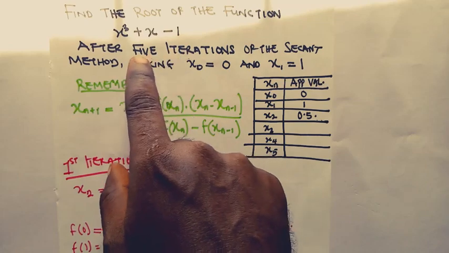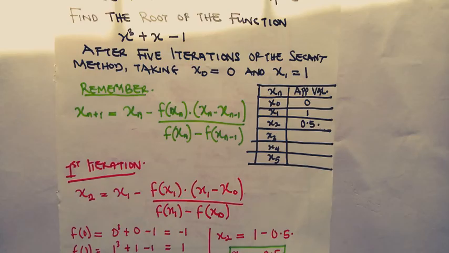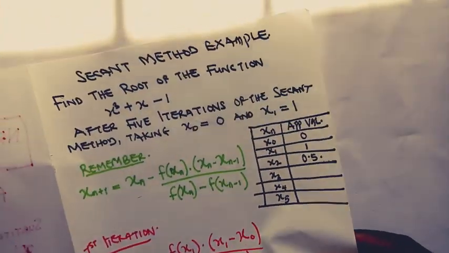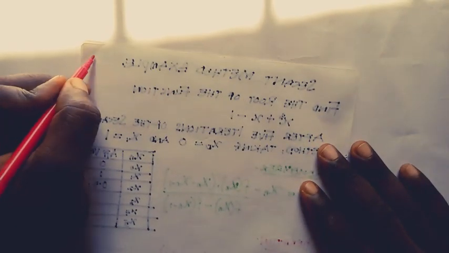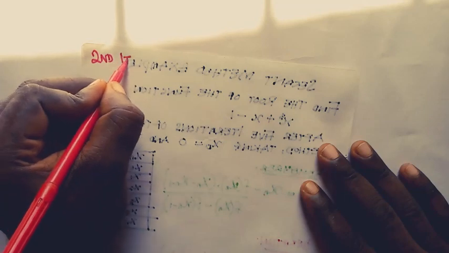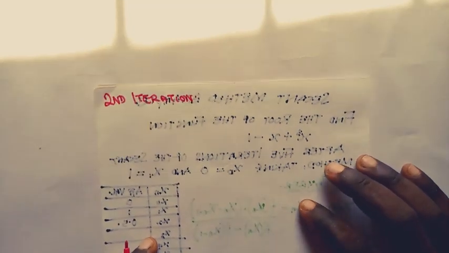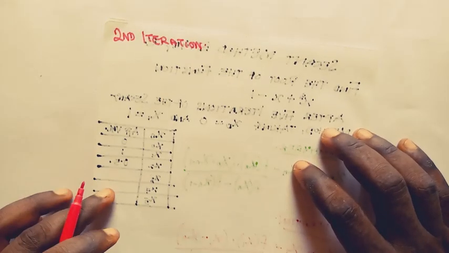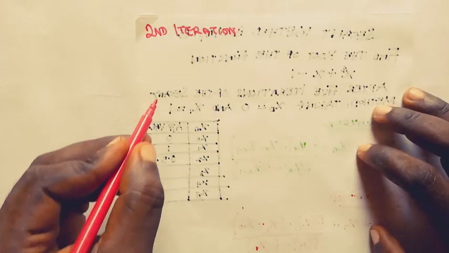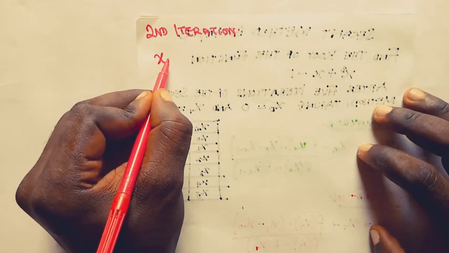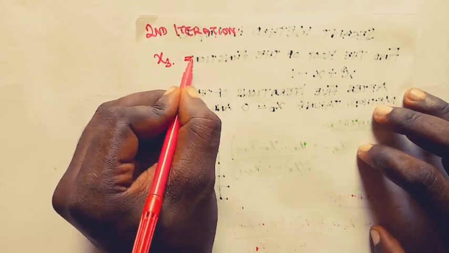Remember, we were asked to go to 5 iterations. So after the first iteration, we got the approximate value of x to be 0.5. Second iteration: this is where I'm going to derive the value of x3. Remember, n is now 2 plus 1, which is 3.